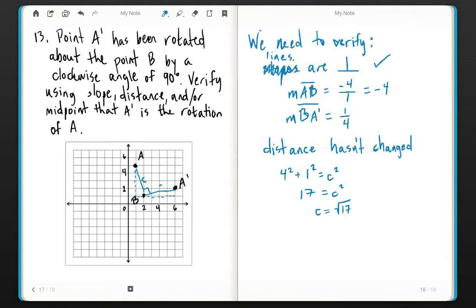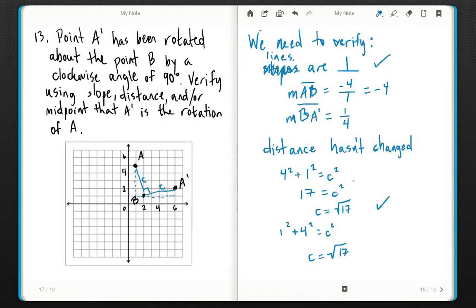Then we do the same thing to figure out the distance c here. If we look at this triangle, it's simply the same triangle that's been turned. This one has a width of 4 and a height of 1, so we still have 1 squared plus 4 squared equals c squared. All we've done is switch the places of these, so we still get c equal to the square root of 17. So we proved both things we needed to: the distance has remained the same, and the lines are perpendicular to each other, so they do in fact make a 90-degree angle. That's all we have to prove, and we are done with question 13.